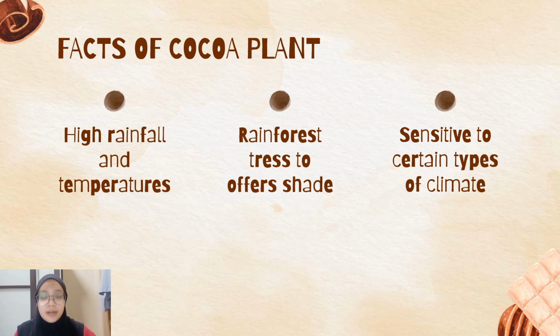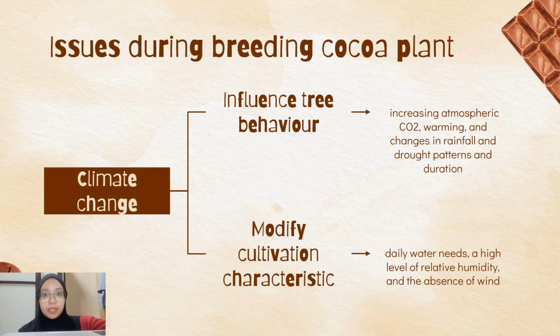Because cocoa farms are sensitive to this type of climate, they can only flourish in a narrow band of countries between degrees north and south of the equator. There are many issues that farmers need to deal with while planting cocoa to get the healthy and best condition of the cocoa.